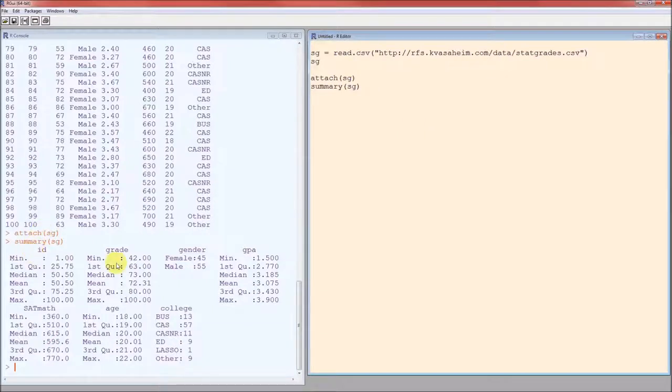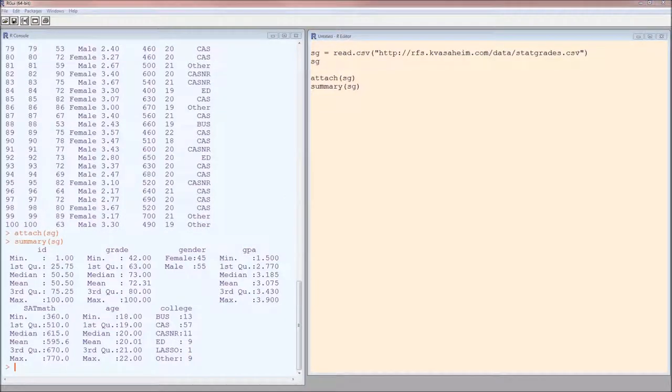Here's the summary. Grade ranges from 42 to 100. This will be the percent earned in the course. Gender, 45 were female, 55 of those students were male. GPA ranged from 1.5 to 3.9. SAT math scores ranged from 360 to 770. Age of those students in the class from 18 to 22, with a median age of 20 and a mean of 20.01. And the college that the student came from, 13 business, 57 arts and science, 11 agricultural science and natural resources, 9 education, 1 undecided, and 9 other.